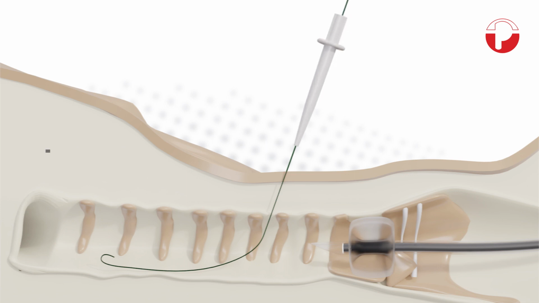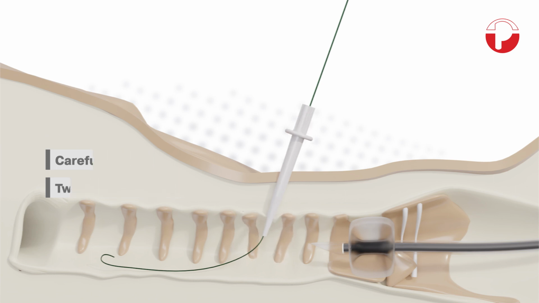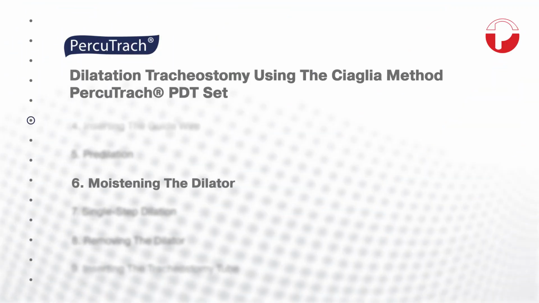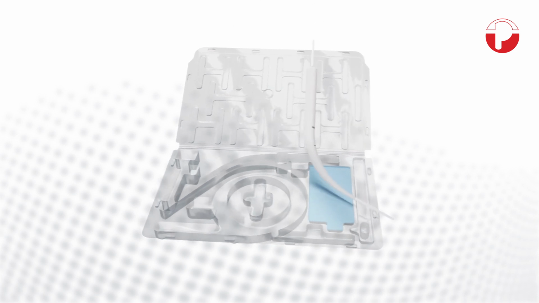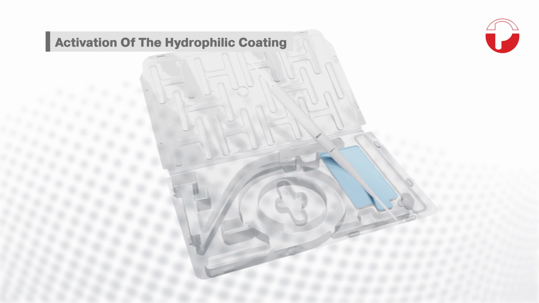Now advance the short pre-dilator over the guide wire and carefully dilate the puncture site with a slight twisting movement. Here the pre-dilator should be tilted towards the cranium to avoid damaging the rear wall of the trachea. Prior to the next step, the hydrophilic coating of the dilator must be activated with saline solution or distilled water.